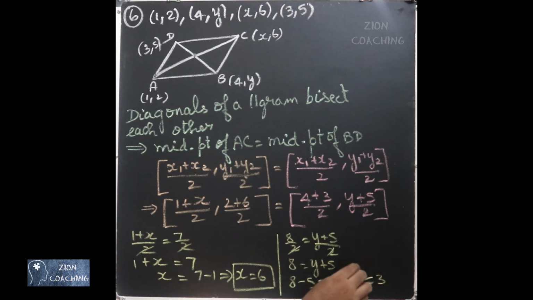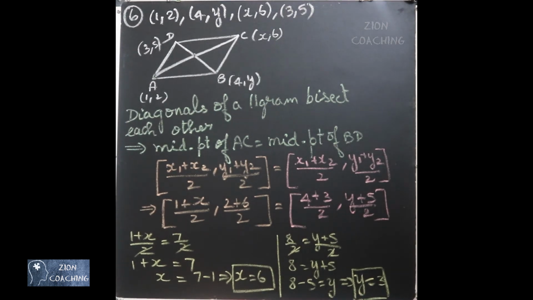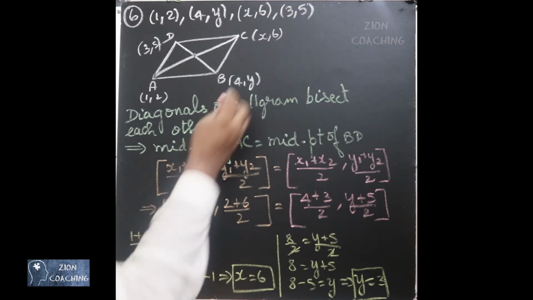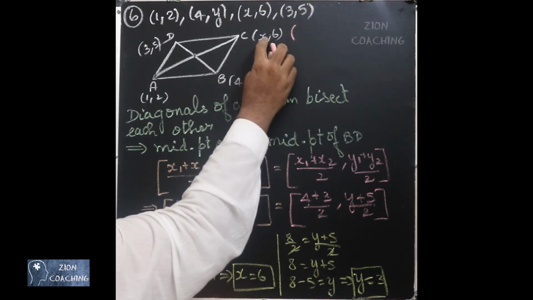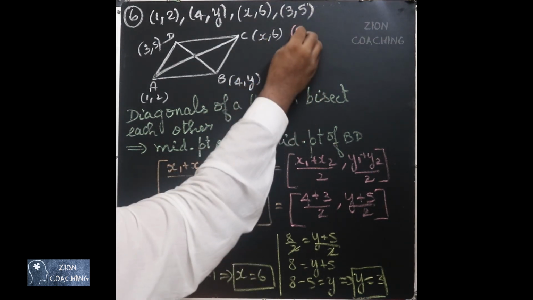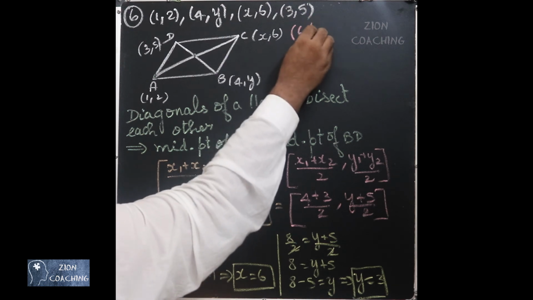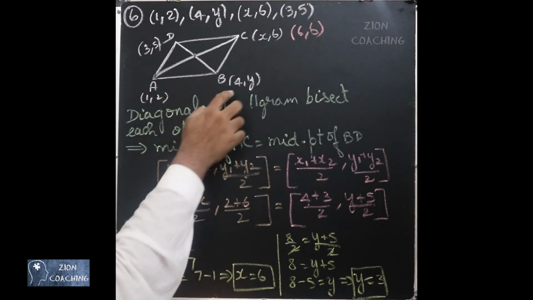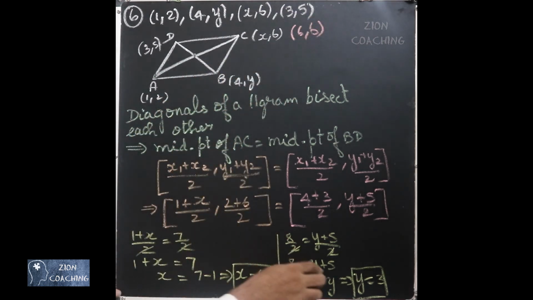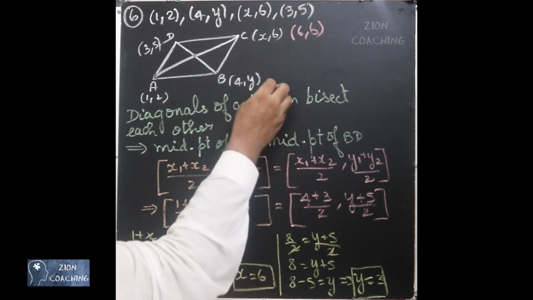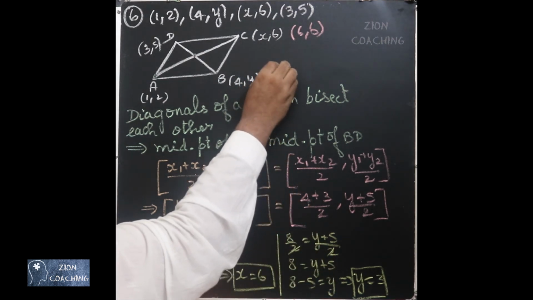Now we have found x and y. That is what we have to find. We have to find the values of x and y. So x is 6 and y is 3. So the coordinate C here is going to be (6, 6), and B is going to be, since we have found the y value, (4, 3).